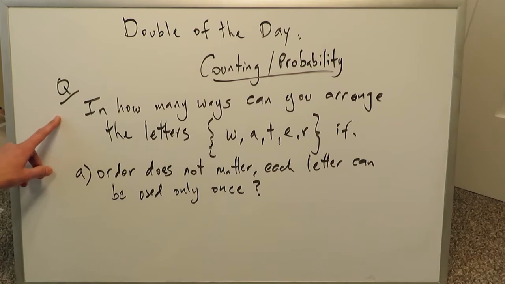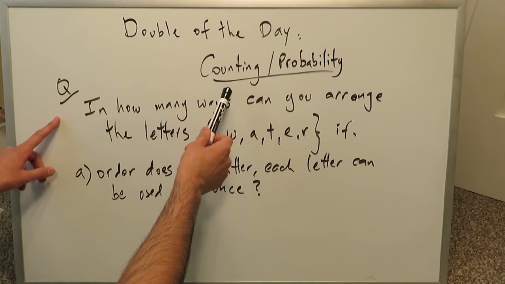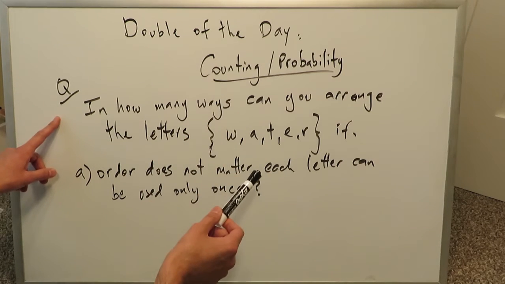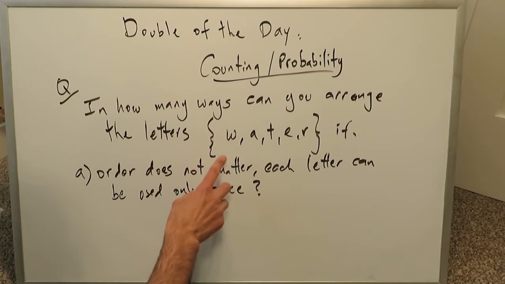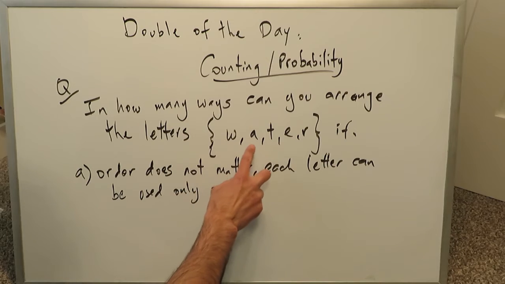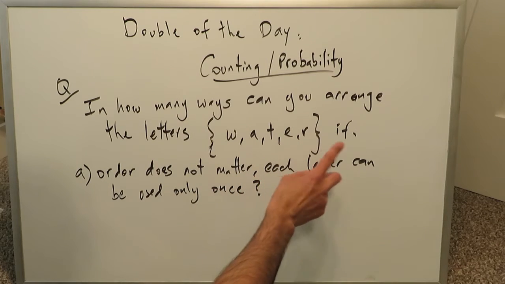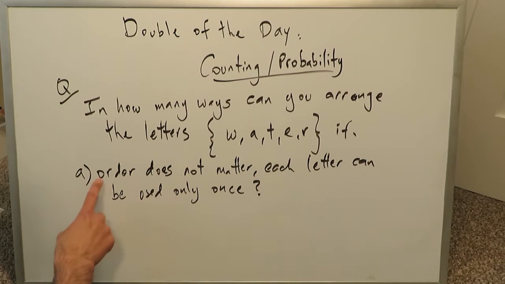Here is a question on a subject that's frequently the bane of many students, including myself in my past, especially with tests. The question is this: in how many ways can you arrange the letters W-A-T-E-R, if, in the first part, order does not matter and each letter can only be used once?